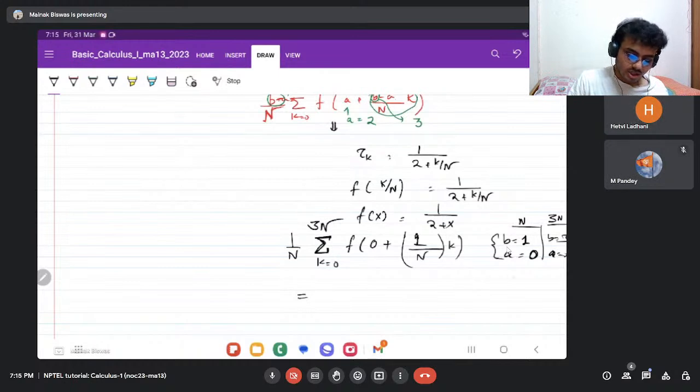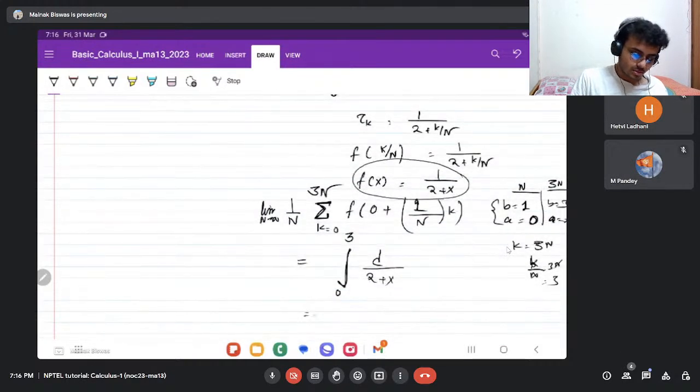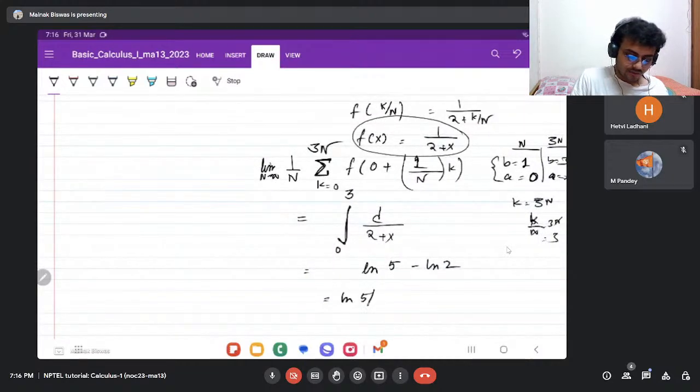Yes, sir. Just put k equal to 3n, you will get it. So b k by n into 3n is equal to 3. So what will this integral turn out to be? 0 to 3 dx by 2 plus x, right? We have taken f(x) to be 2 plus x. Agreed? So this is equal to ln of 5 minus ln of 2. This is equal to ln 5 by 2. I think this is correct.